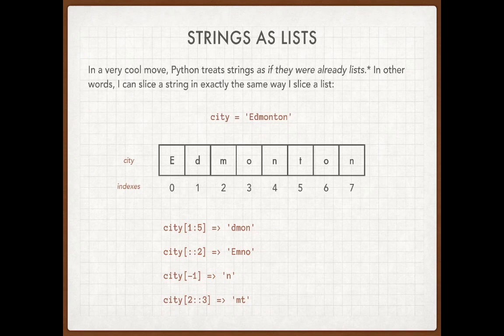Now, we've already talked about strings. We said that a string is like a scalar variable, right? It's just like one thing. It is an entity. Here, I've created a variable called city, and I've put into city a string called Edmonton. And city is a scalar variable. It doesn't really have drawers.